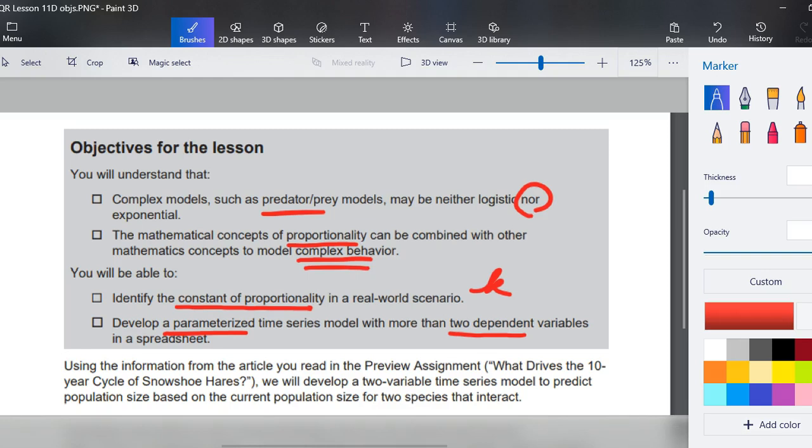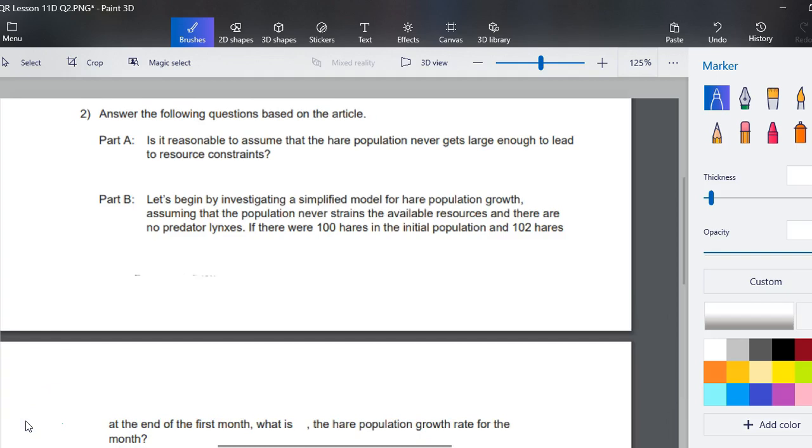Using the information from the article that we read in our preview, What Drives the 10-Year Cycle of Snowshoe Hares, we will develop a two-variable time series model to predict population size based on the current population size for two species that interact. Take time to read the article, to put some thought into our questions. And question 2 says, let's answer these questions based on the article.